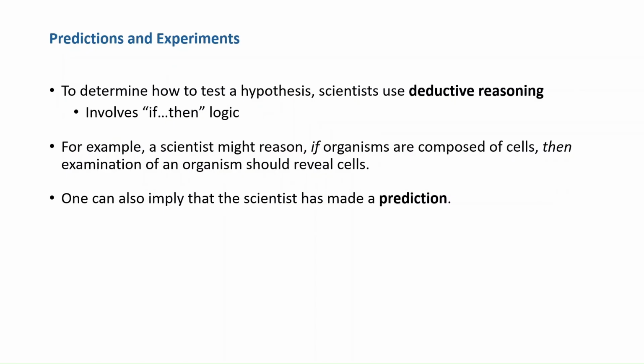So how do we come up with a test? This is deductive reasoning. It's like, if this, then that. So these are scientists saying, if organisms are composed of cells, we know they are, but let's assume that you're thinking that, then if I examine the organism, I should see the cells. Some people say, well, he made a prediction. Yes, but when you're looking at examples, especially in an exam, the if-then argument helps you see if your hypothesis is reasonable. If you cannot say if this, then that, you need to rework your hypothesis.